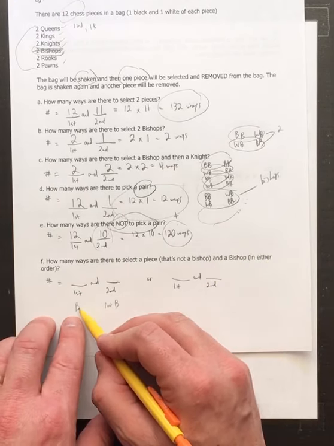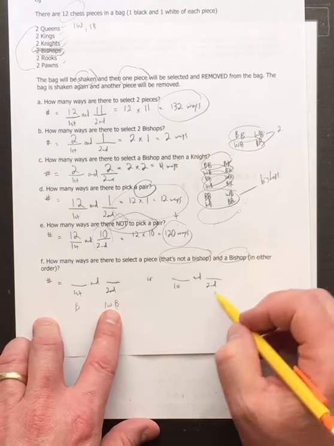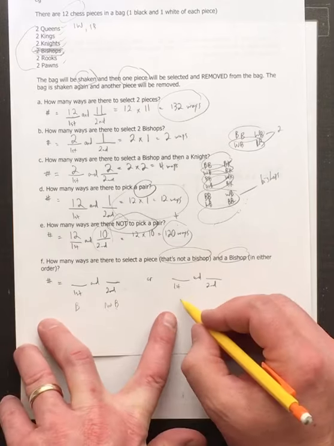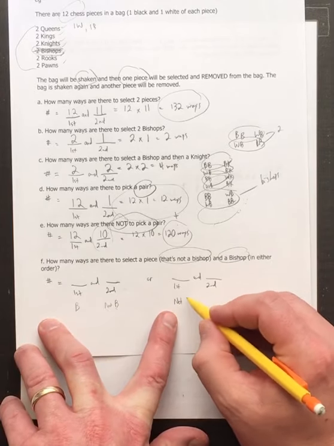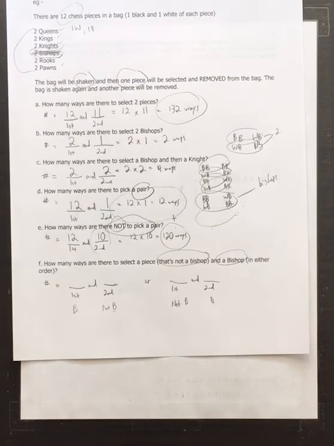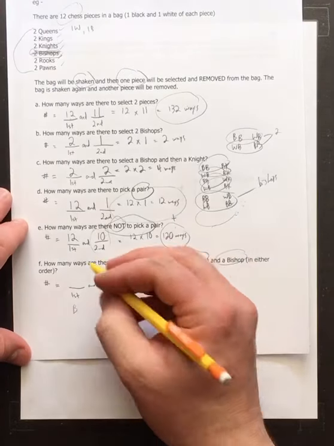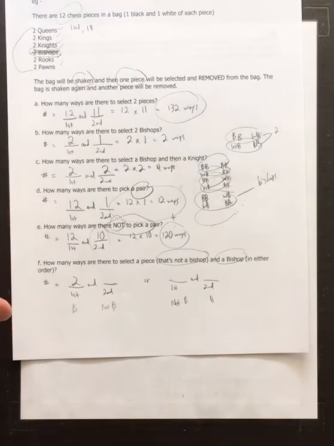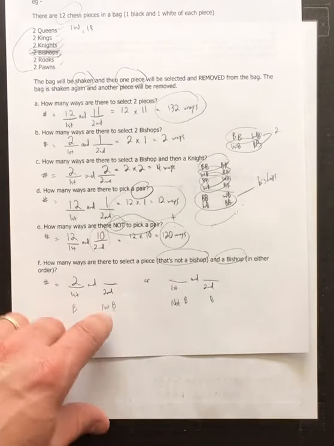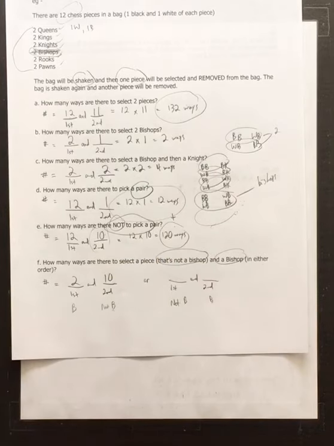So if I chose a bishop first and then not a bishop, okay, then I could try the other way around. This could be not a bishop and then bishop. Okay, and then we have to decide, well, which one of them is correct? Is one correct? Is the other one correct? Are they both correct? And if they're both correct, what do we do? Okay, so first of all, how many bishops are there? There's 2. How many not bishops are there? There's 10. Simple.